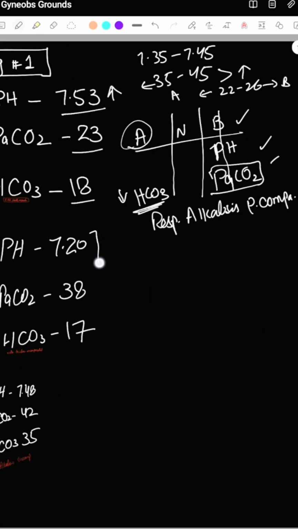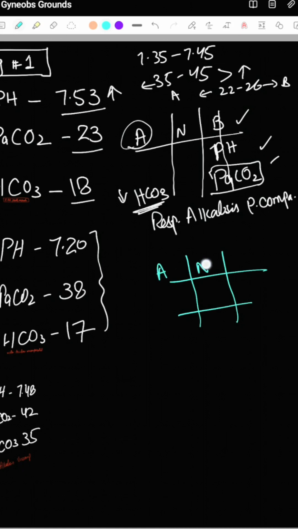So here is the example. Let me change the color of my pen so that you can understand it well. Again, we are going to make the grid of the tic-tac-toe. Here it is the acid, here it is normal, and here it is base. The pH is 7.20. The pH is less, so it is acidic and will come under the acid. Now the PaCO2 normal is from 35 to 45. The value is 38, which is normal, so PaCO2 will come here.